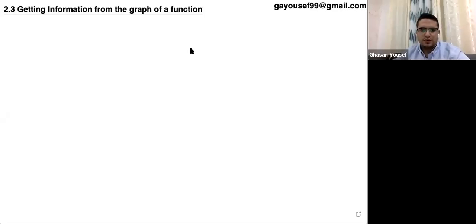So hello everyone. Today we're going over 2.3, getting information from the graph of a function. First of all, by using the function, we're going to get all the information from the function. Like we have to know what is the domain and what is the range of the function by using the graph. Also, we're going to learn how to solve equations and inequalities by using the graphs. Also, we're going over increasing and decreasing of the function. And in the end, we're going over the local maximum and the local minimum values of the function.